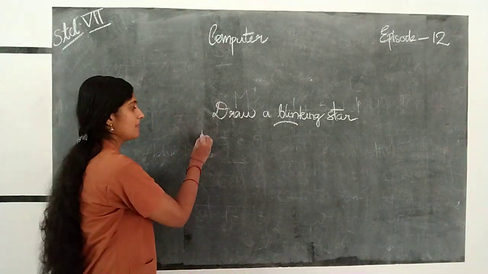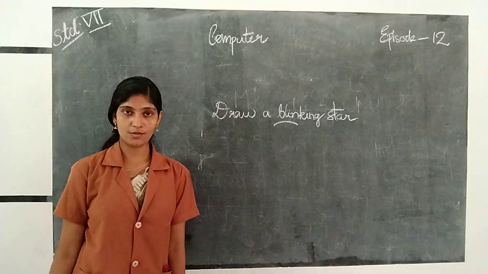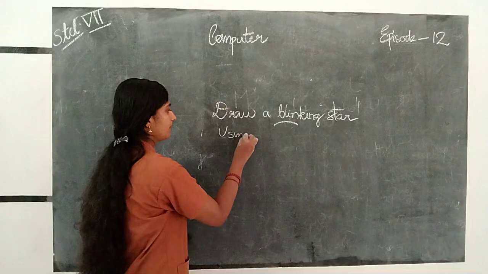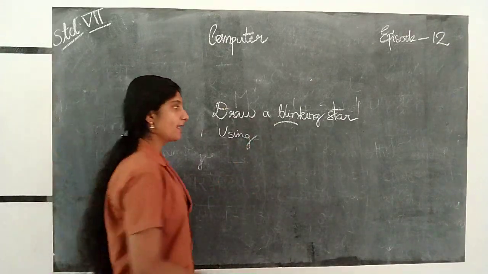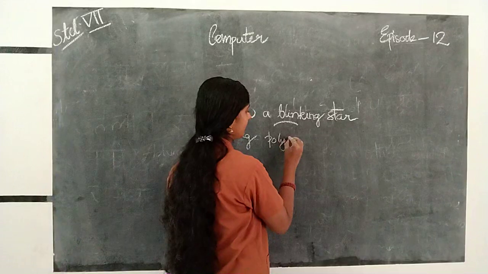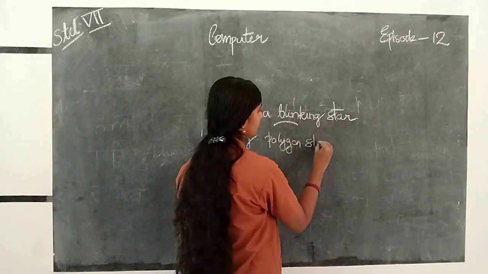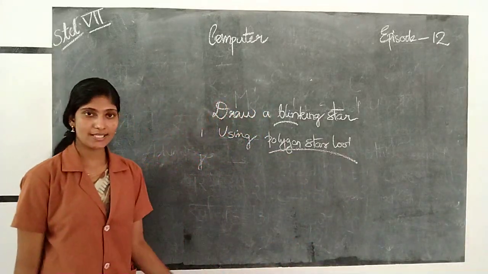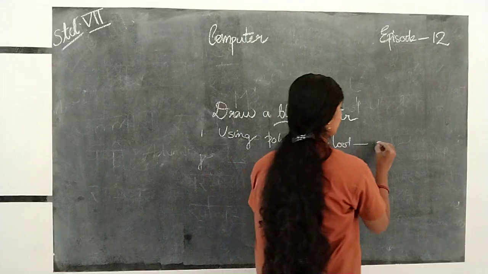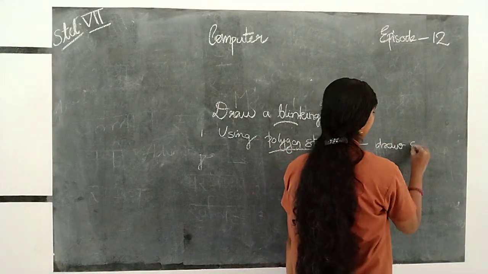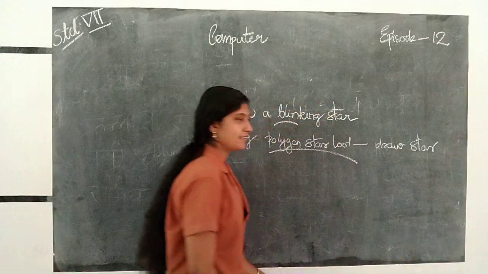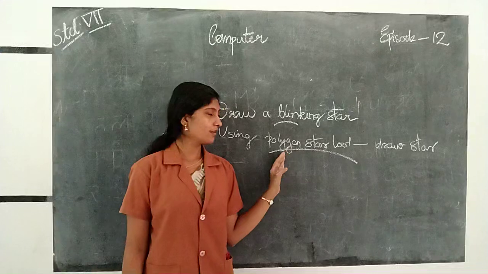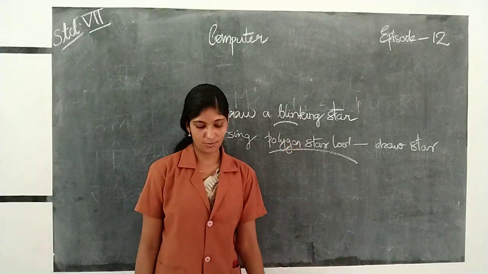So what is the first step? Using polygon star tool, we can draw a star. Which tool? Polygon star tool. Yes. So using this tool, we can draw a star. That is the first step to draw a star. So for that purpose, we can use which tool? Polygon star tool.